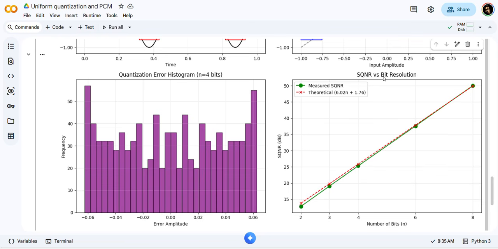For every single bit of resolution we add to a digital system, the signal to noise ratio improves by roughly 6 decibels, resulting in a clearer sound. That's it. Thank you.